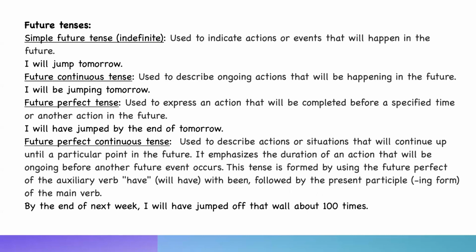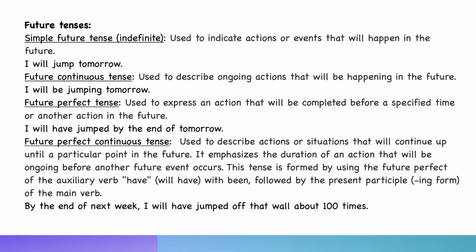Future tenses. Simple future tense or indefinite is used to indicate actions or events that will happen in the future. In other words, I will jump tomorrow. Future continuous tense is used to describe ongoing actions that will be happening in the future. Example, I will be jumping tomorrow. Future perfect tense is used to express an action that will be completed before a specified time or another action in the future. Example, I will have jumped by the end of tomorrow.